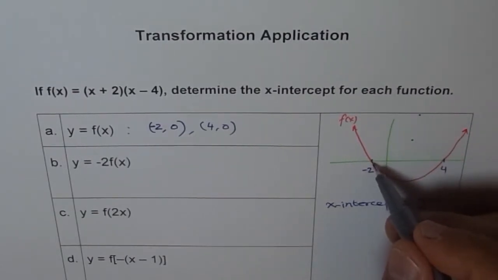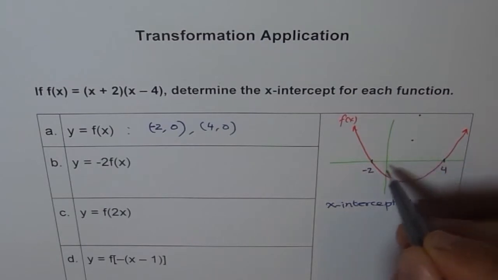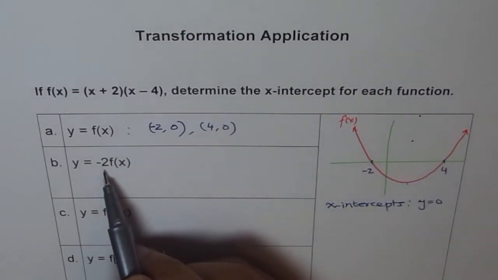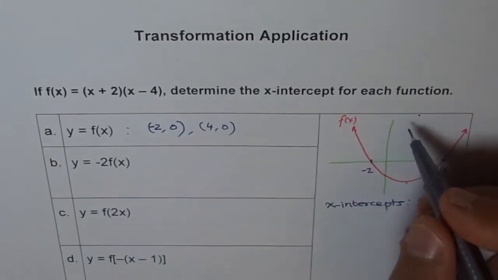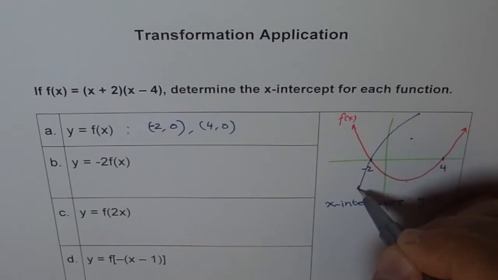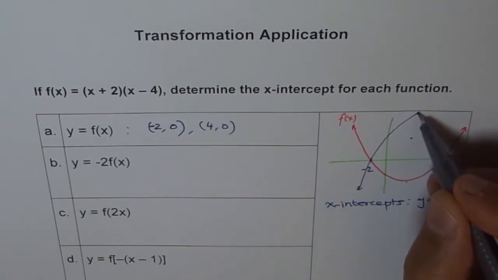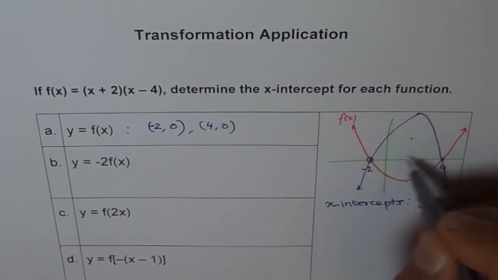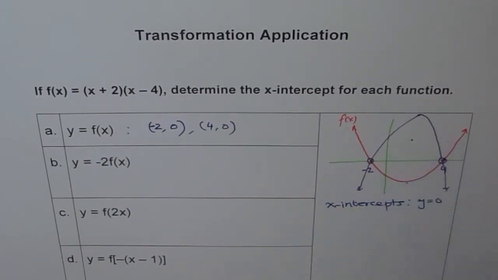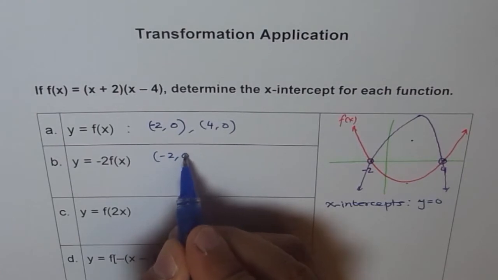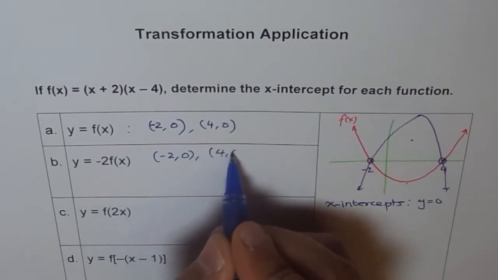And I know 0 times anything is 0, right? So these are my invariant points. The y value is 0. This only affects my y value, not the x value, correct? So I will have a graph which will be kind of like this. Is it okay? So you'll see my x-intercepts remain the same. They don't really change, right? Therefore, I can write here that my x-intercepts remain the same. They are (-2, 0) and (4, 0).